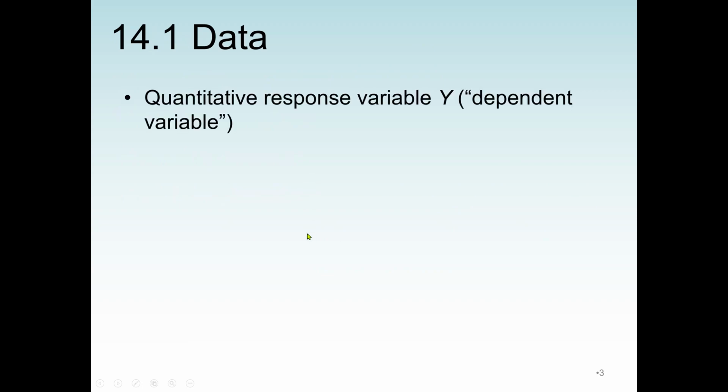So first we start with the data. Here we say in the data we have the quantitative response variable, Y. We talk about the data measurement again. Quantitative data means the data that we can perform arithmetic operations on. Here we have a value Y or variable Y. The variable Y is our dependent variable.